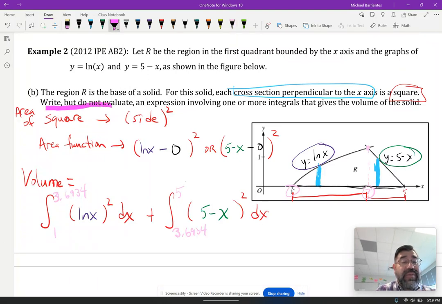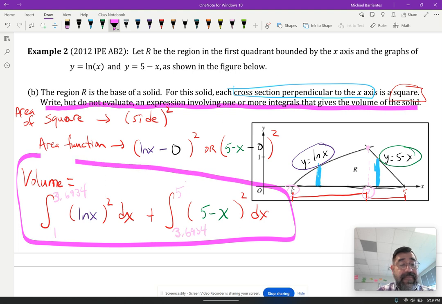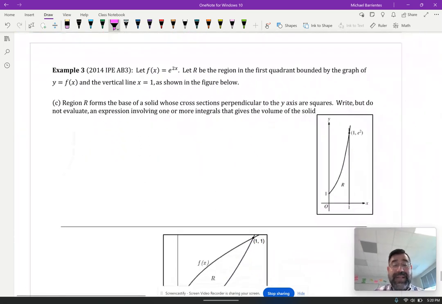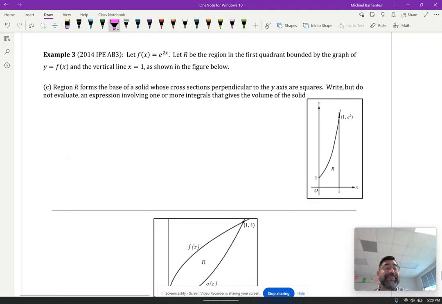It said, write but do not evaluate an expression involving one or more integrals that gives the volume of the solid. Hey, I just figured it out. They just want the setup. They don't want me to figure out the answer, and that's okay. But the process is the same. Find the shape of the cross-section, find the area formula of the cross-section, find the area function of the cross-section, take the integral of the area function of the cross-section, and that's going to give you the volume. That's exactly what we did here in example 2. I'm getting a little excited here. So let's go to example 3.